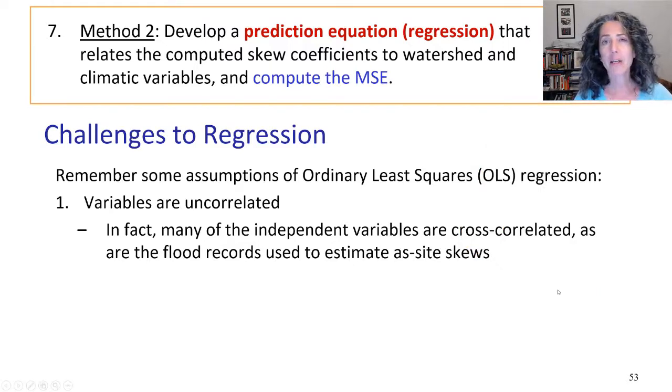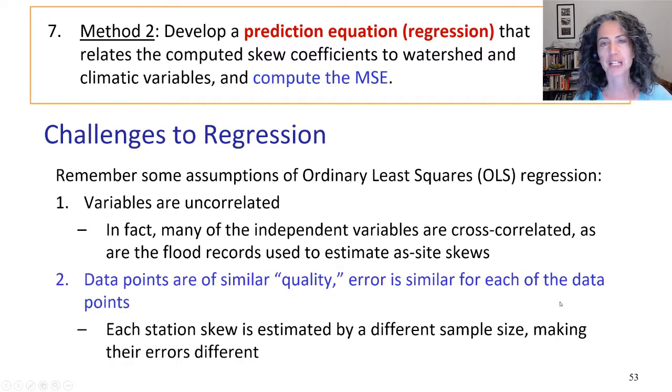Right. The second assumption that can be challenged is that the data points are of similar quality, right? That the error is similar for each of the data points in the analysis. Now that's challenged especially for a skew coefficient because each of these gauges that are going to be in the analysis will have a different record length and therefore have a different mean square error. And additionally, each of the skew values that are computed for each of the gauges will be different and therefore have a different mean square error. So the second assumption is challenged even more.